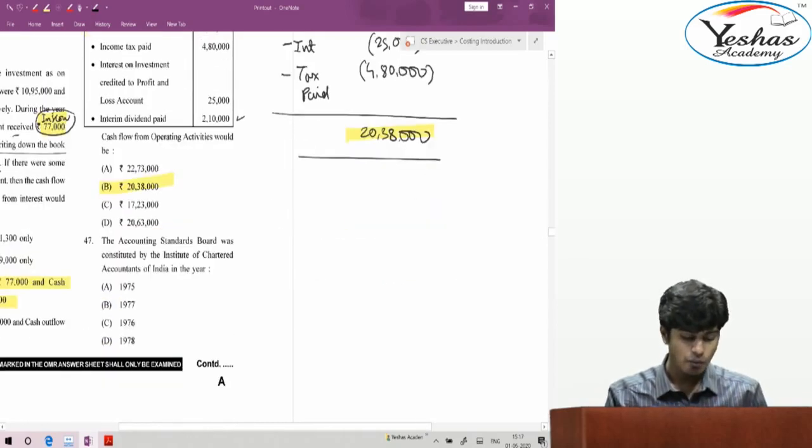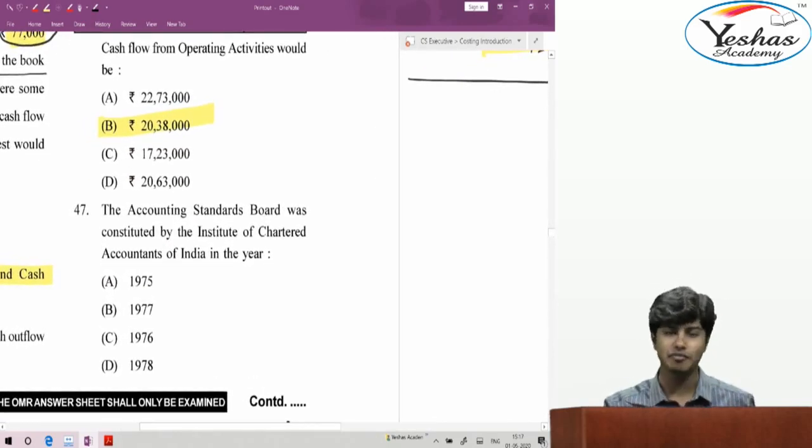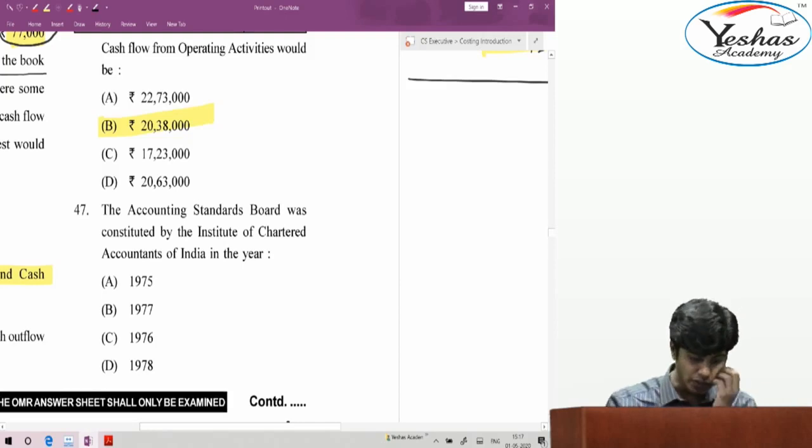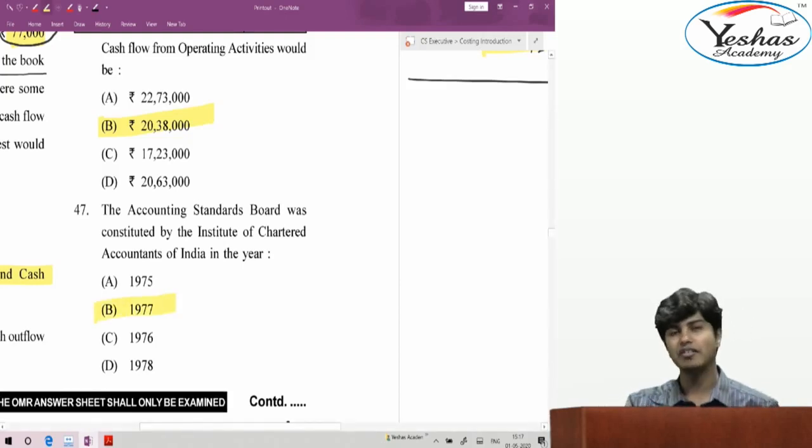Question number 47. When was the Accounting Standards Board set up? The Accounting Standards Board was set up somewhere in the month of April, that is during the year 1977. That's the answer for question number 47. We have covered it in the chapter on accounting standards. Yes? Come on, let's go to question number 48.